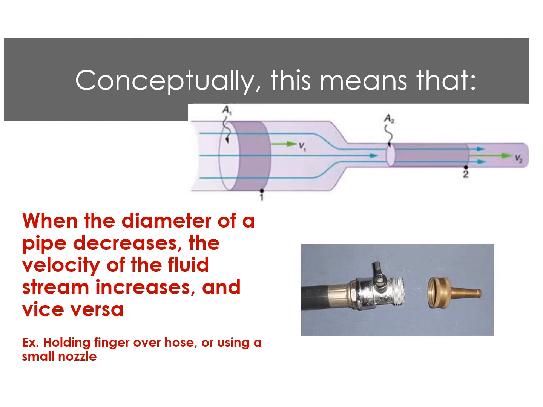So if we look at this conceptually, think about when you have a hose, and you hold your finger on the opening of the hose as the water is flowing out, and the water starts to shoot out faster. Right? So when the diameter of the pipe decreases, the velocity of the fluid stream increases, and vice versa.